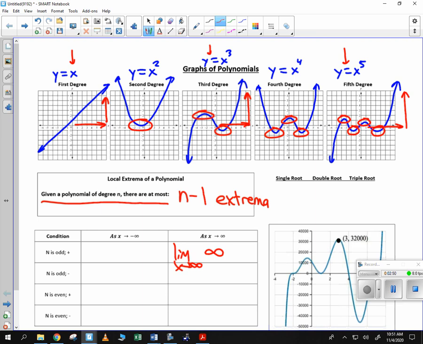The idea is if you take a large positive number, so we'll focus on x to the fifth right now, say like 100, and you take it to the fifth power, you would get a large positive number.